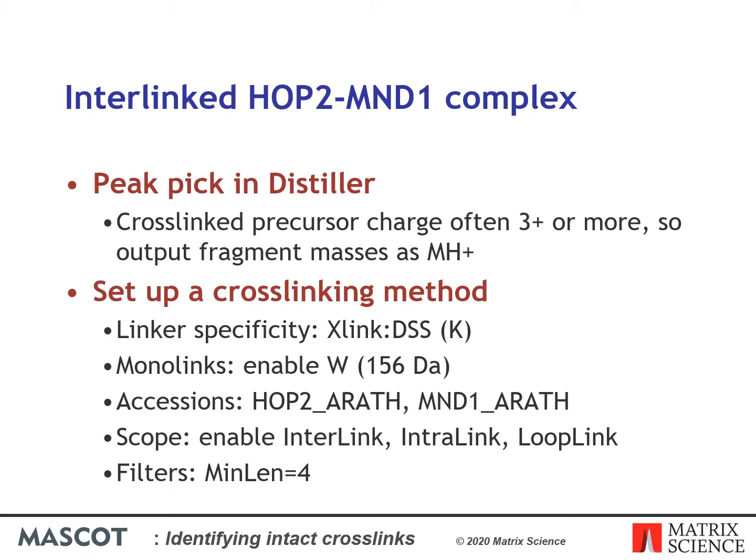The cross-linked products to consider are protein interlinking and intralinking and peptide loop linking. Finally, allow the beta peptide to be as short as 4 residues. If no min-len is specified, Mascot filters out alpha and beta peptides shorter than min-pep-len in search, which is 7 by default.